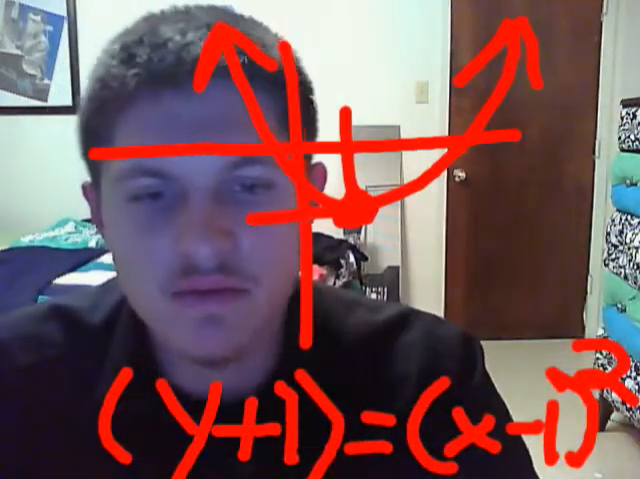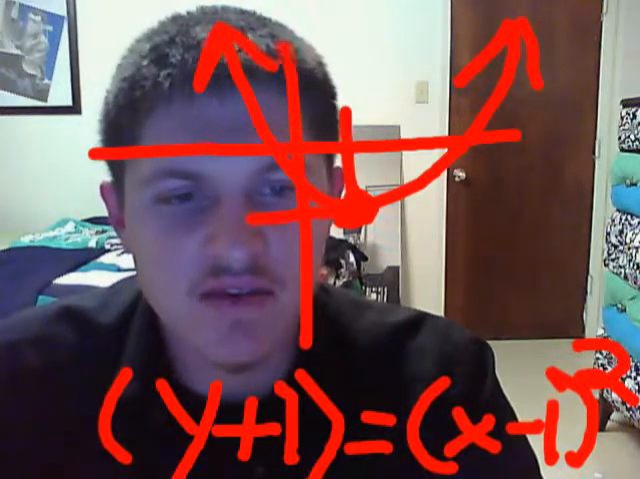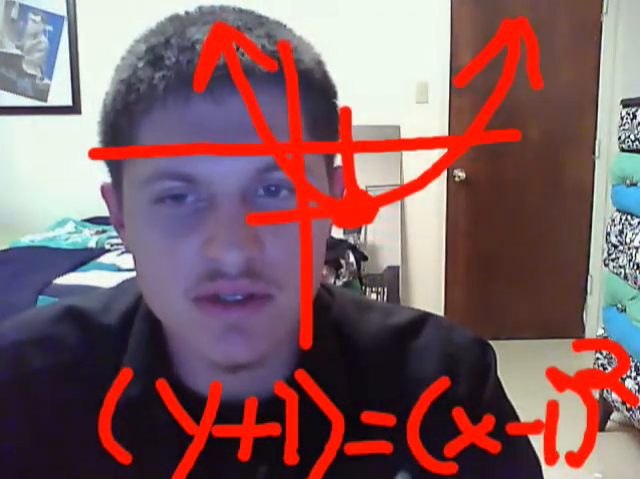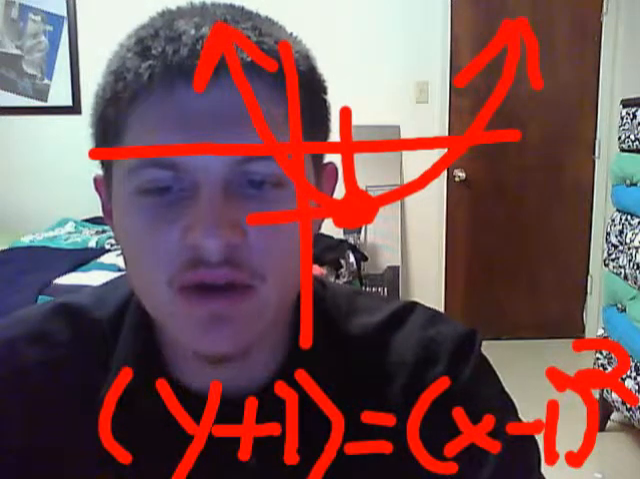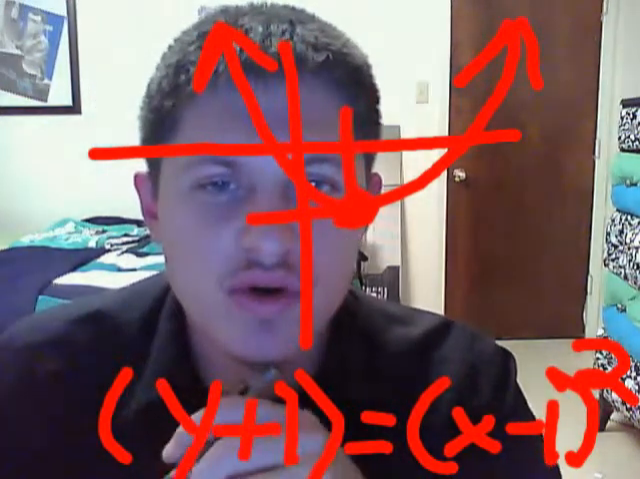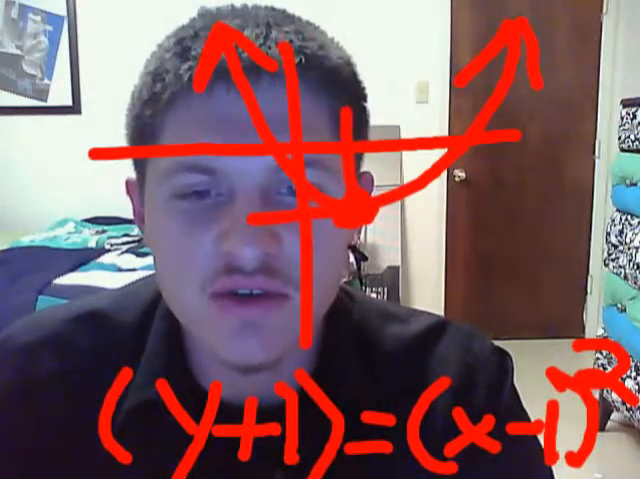A negative x parabola would open downwards. And that is all for graphing for now. There will be more advanced graphing as you go further into math.